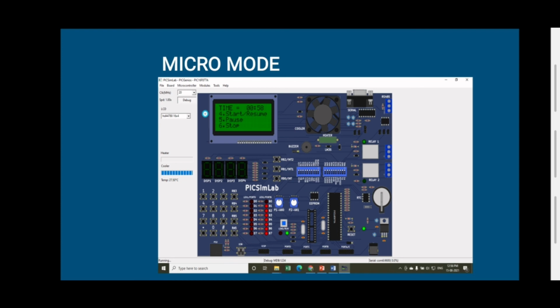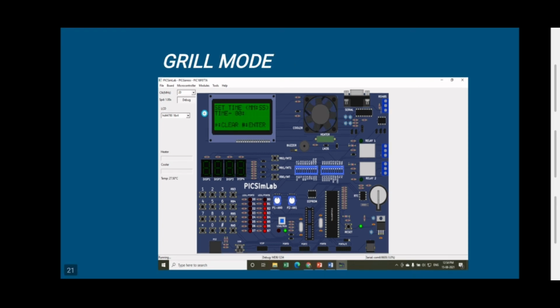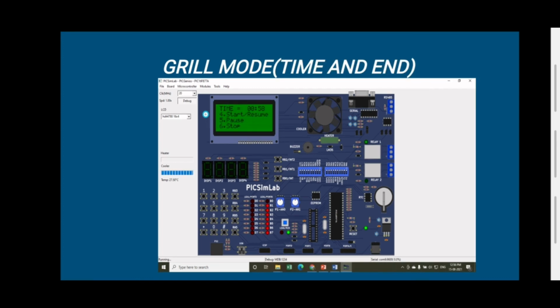And the time is set up for 58 seconds. At the end of micro mode, the cooking time is up. And this is the grill mode. And this is the grill mode time setup. We set the time as 58 seconds in the grill mode.